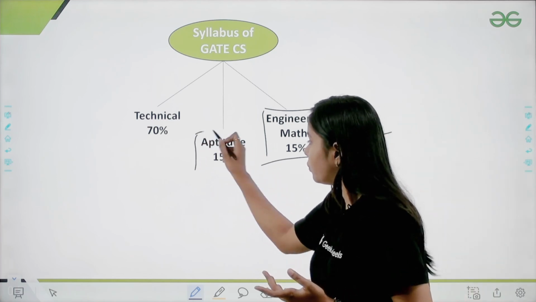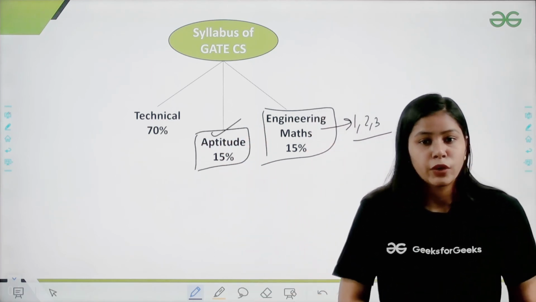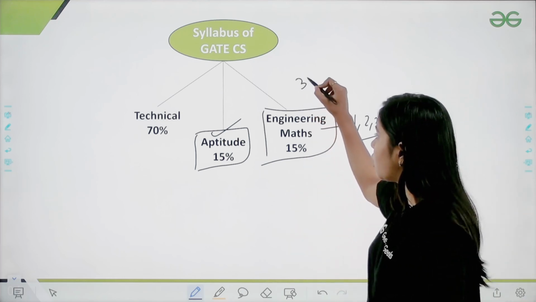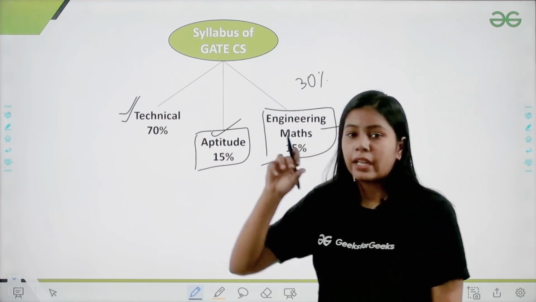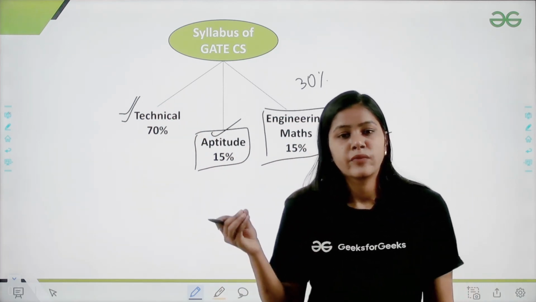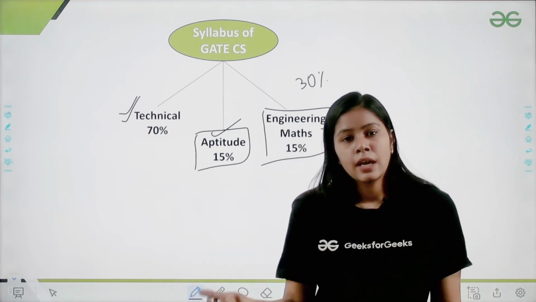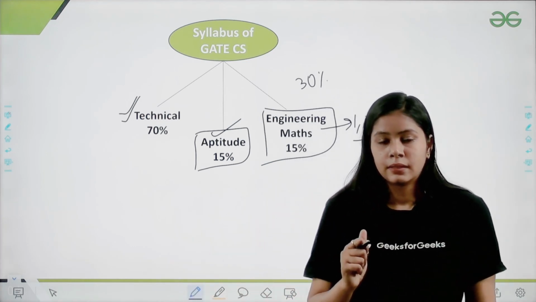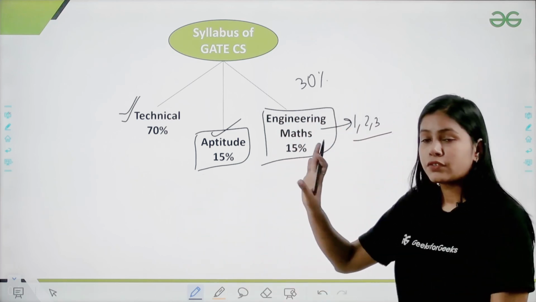And aptitude, you all study aptitude for placements, so that is also the same for you. So 30% of the syllabus is almost the same. You have to work on the technical 70%, and if you have interest, you can easily score a good rank. We have a lot of examples of people from a non-CS background who appeared for GATE and got a good rank. Okay, so this is the pattern of the GATE CS syllabus.